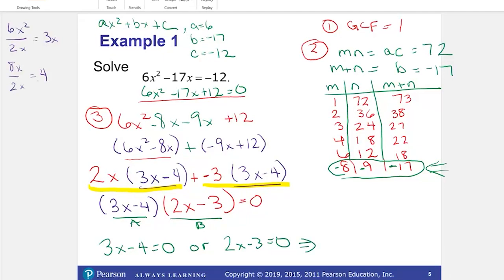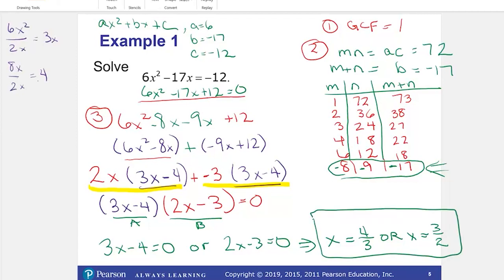And now I solve for x. So here, for the first one, I add 4 to both sides and divide by 3. So I get x equals 4/3. And for this one, I add 3 and divide by 2, and I get x equals 3/2. So now I have actually solved this quadratic equation using factoring, okay?